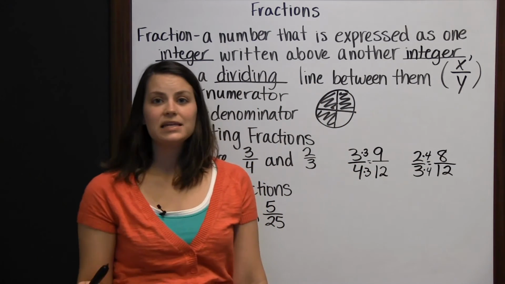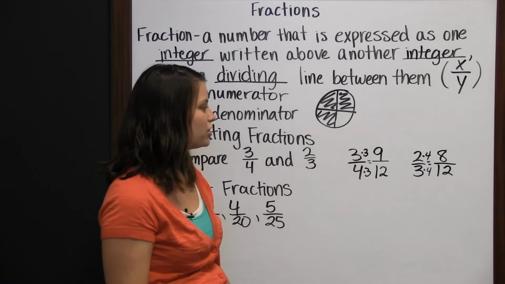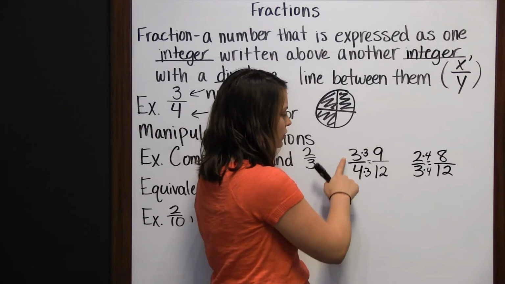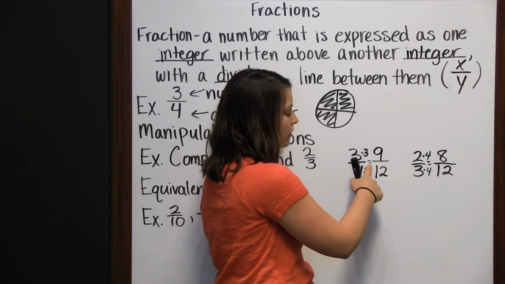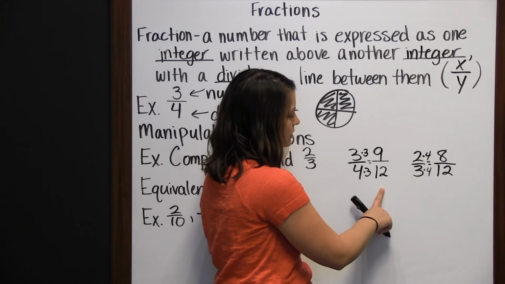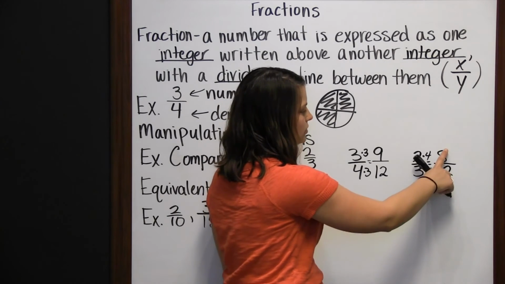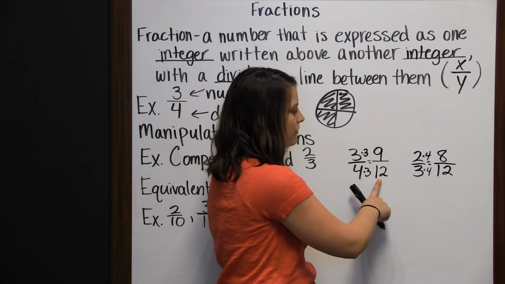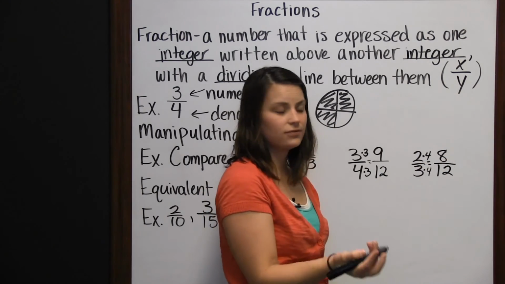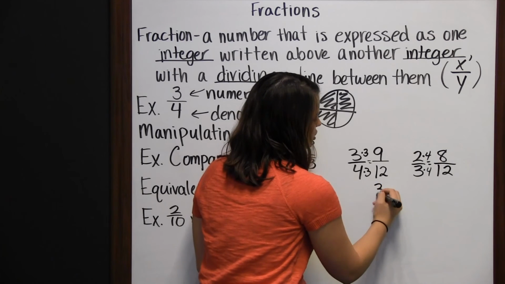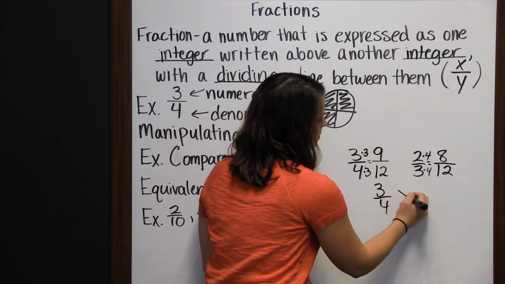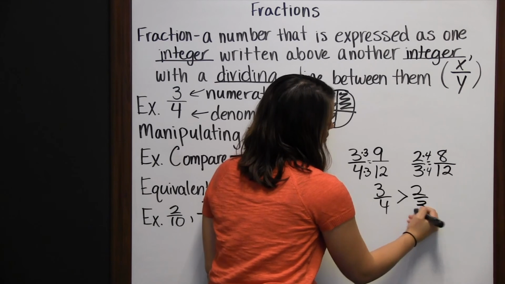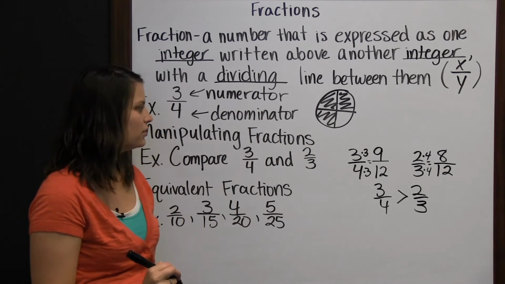So now we can easily see which fraction is larger. 3/4 is equivalent to or equal to 9/12. And 2/3 is equal to 8/12. Well, 9 out of 12 is definitely more than 8 out of 12. So we could say that this fraction 3/4 is bigger than this fraction 2/3 if we were to compare them.